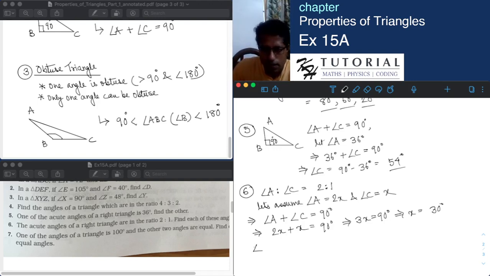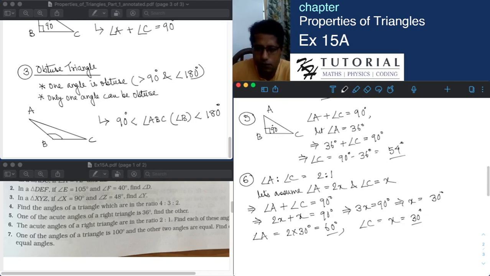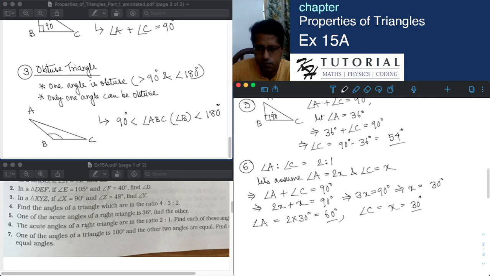So angle A will be 2 into 30 degrees, that is 60 degrees, and angle C will be x, equal to 30 degrees. So 60 degrees and 30 degrees are the acute angles of the right triangle, where it was given that the ratio of the acute angles is 2:1. Okay.